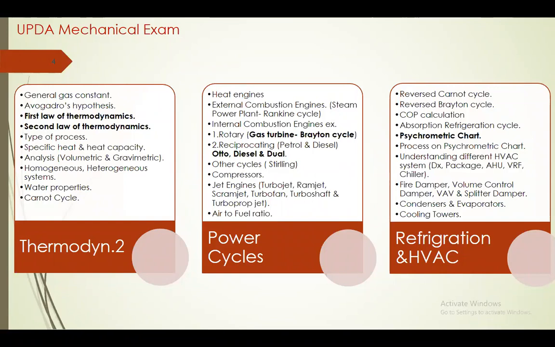Different HVAC system, what's the difference between DX and chiller, and we will study by easy way. Some information for the equipment itself related to refrigeration, like condenser, like evaporator, like cooling tower. Some equipment also like volume damper, splitter damper, and some related to fire, but used with duct in HVAC, like fire damper and so on.